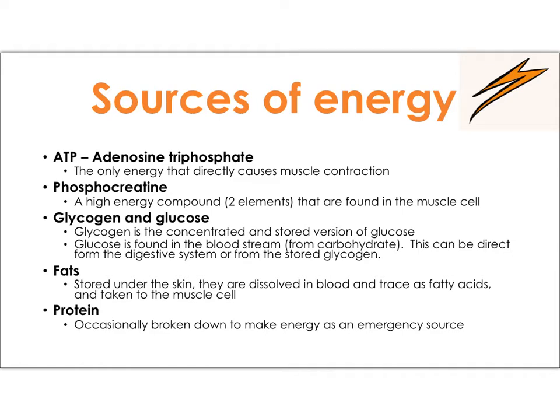So adenosine triphosphate being the only energy that the body can use for muscle contraction. Phosphocreatine, the high energy compound of phosphate and creatine that we use for the ATP-PC system. Glycogen and glucose, which we're going to talk about again today. We used it for the lactate system and we use it for the aerobic system.